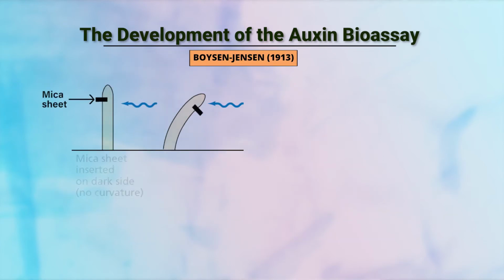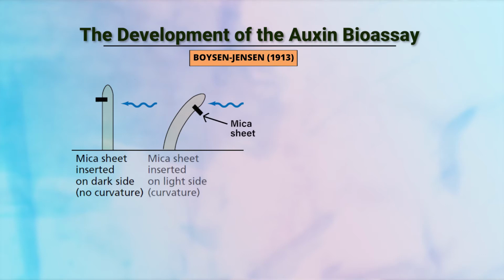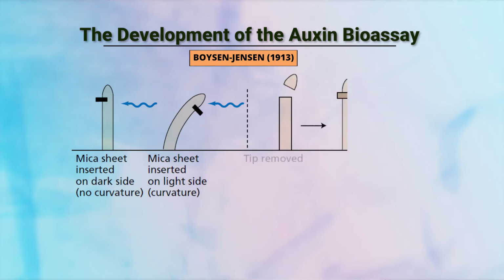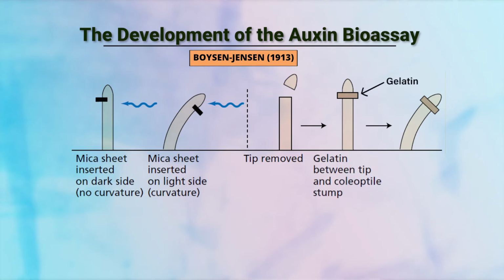If a mica sheet is inserted at the dark side, then there is no bending. Now, mica sheet is water impermeable. When this mica sheet is inserted at the illuminated side, then there is again bending. If we remove the tip and then put a gelatin block, which is water permeable, in between the tip and the stump, we can see there is bending upon illumination.